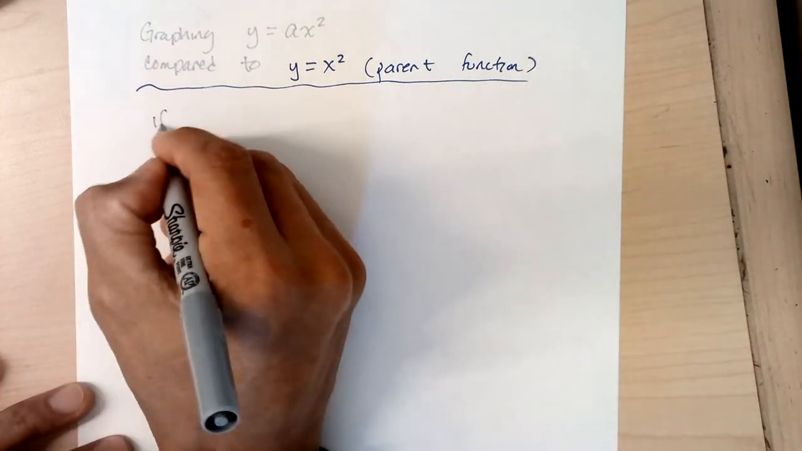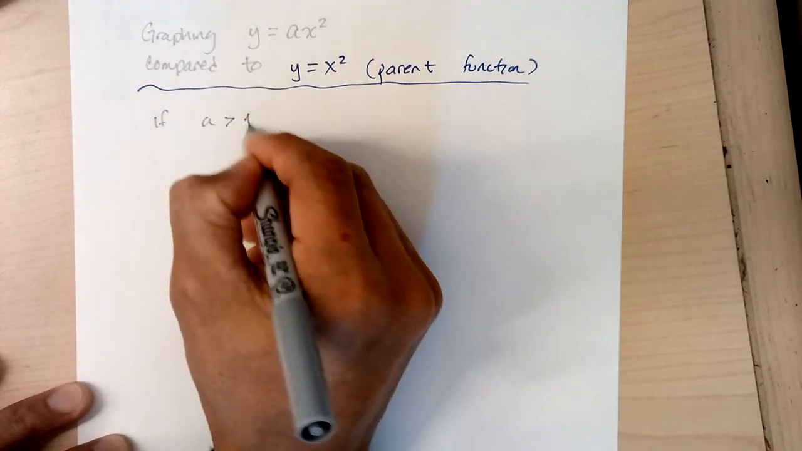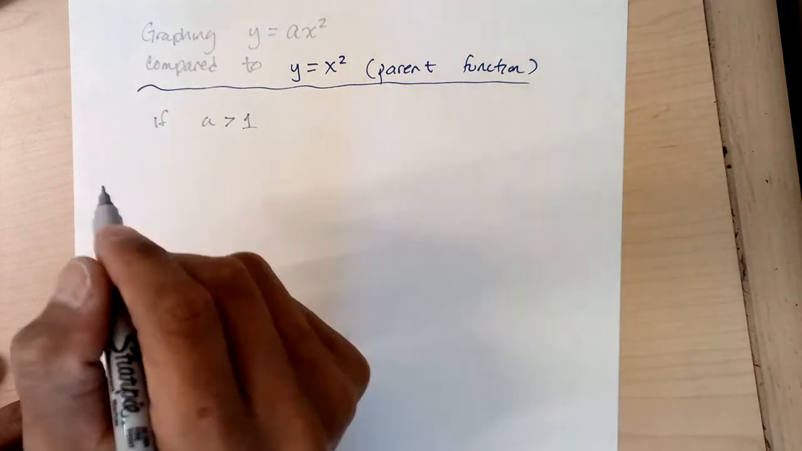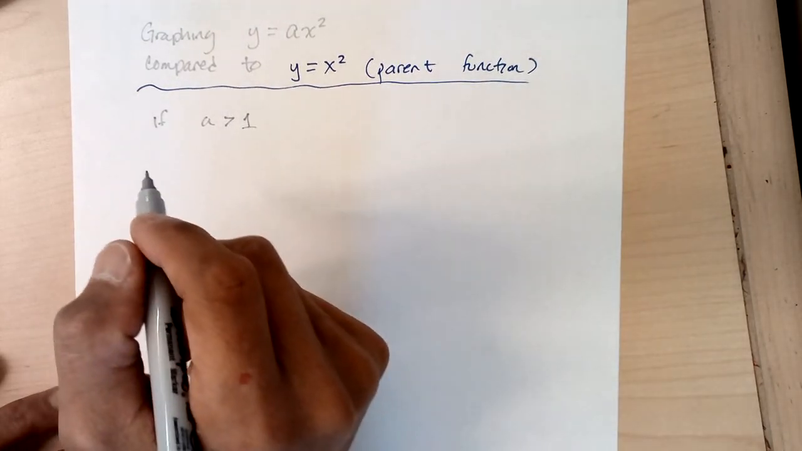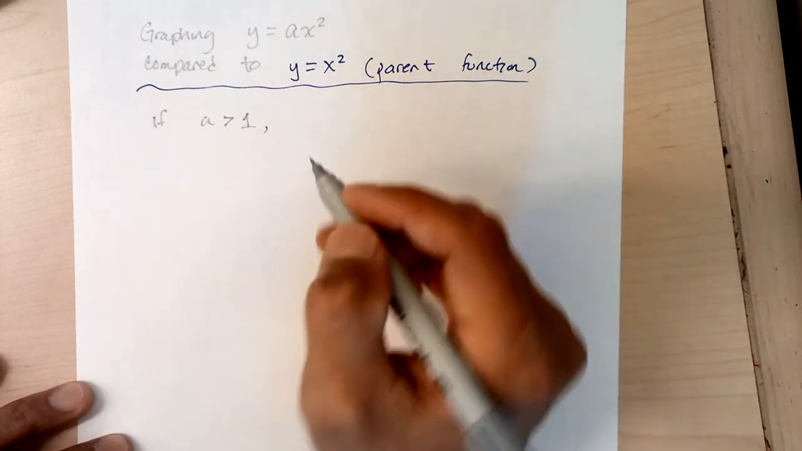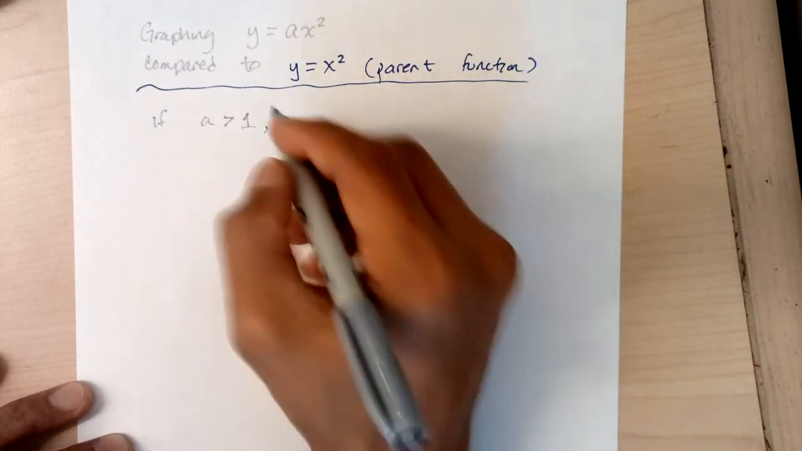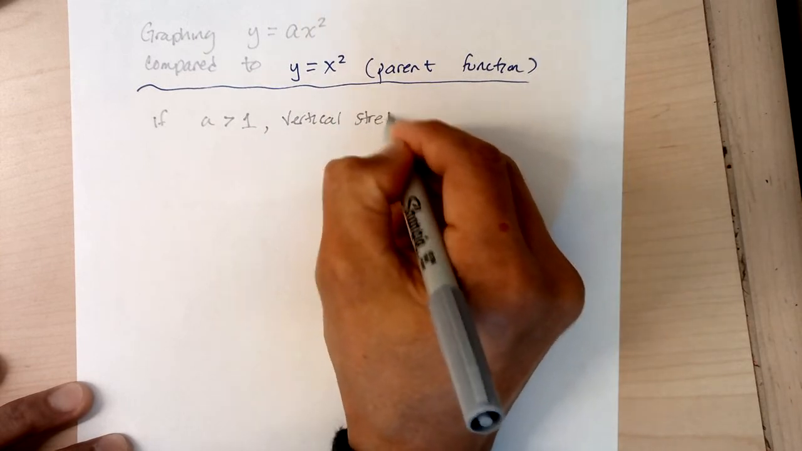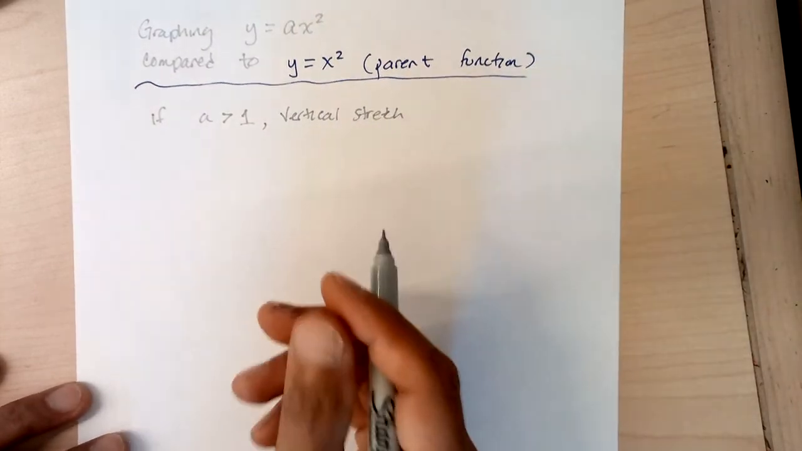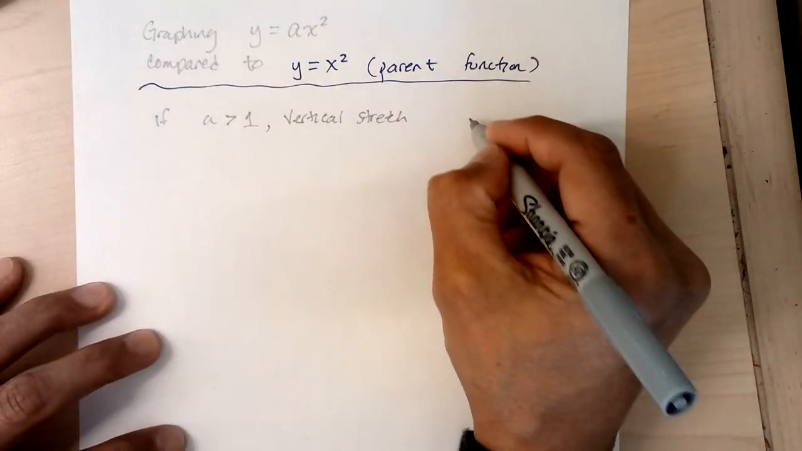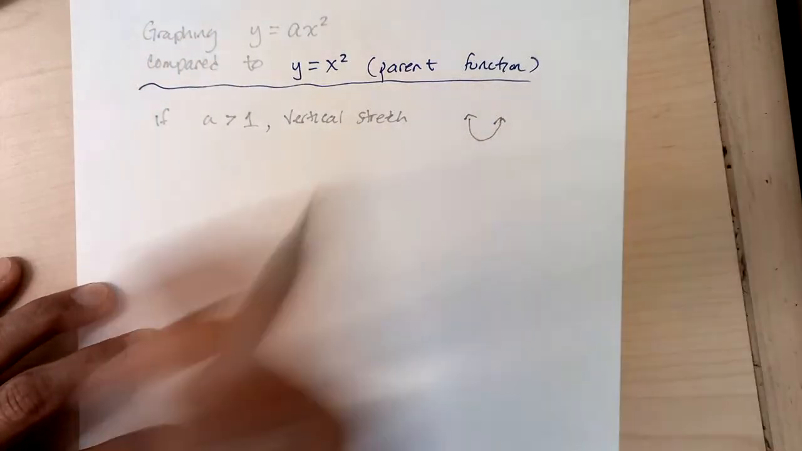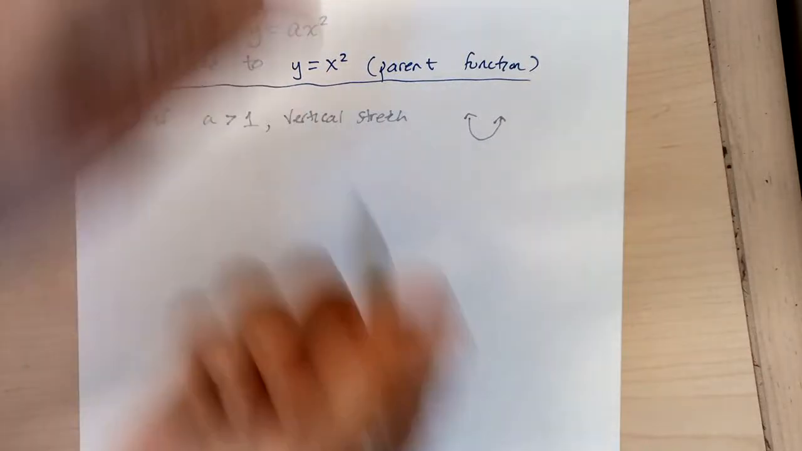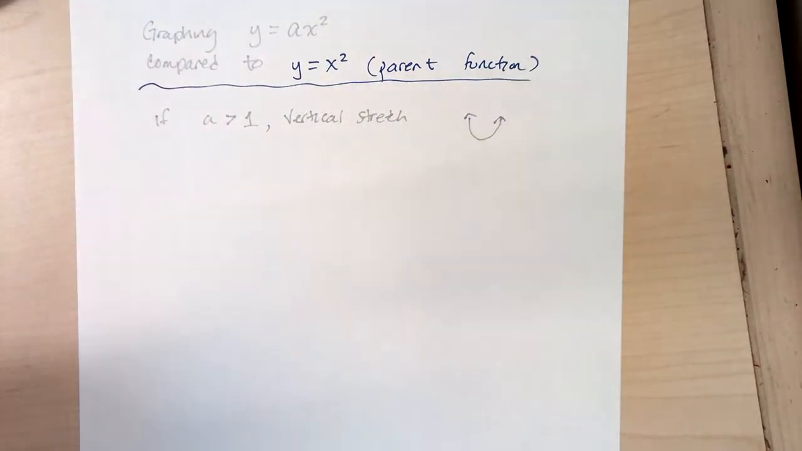So if a is greater than 1, like 2, it could be 5. I know we didn't take a look at an example like that, but 8, something like that. Then what happens compared to y is equal to x squared is there's a vertical stretch. In other words, again, the graph gets skinnier. So you can kind of think about it as your parabola like this. Let's just say that's a rubber band, and then you can stretch it out vertically. That means top to bottom.